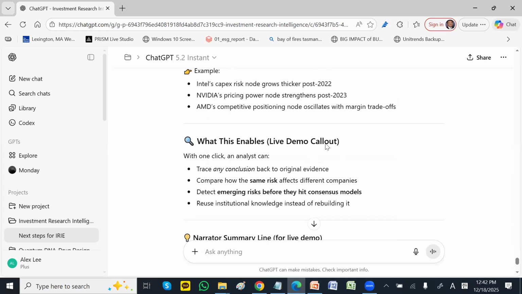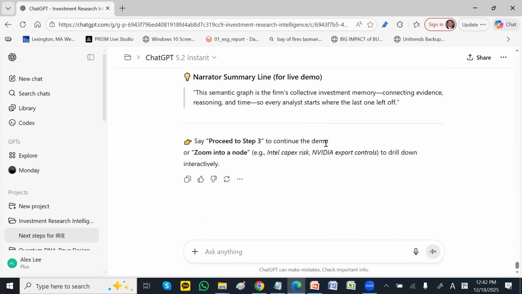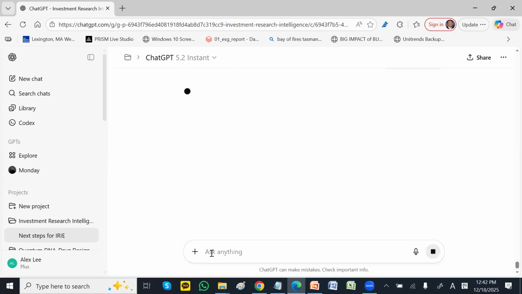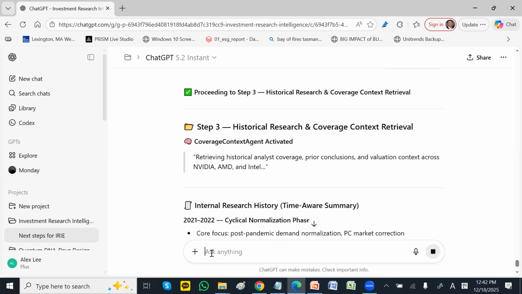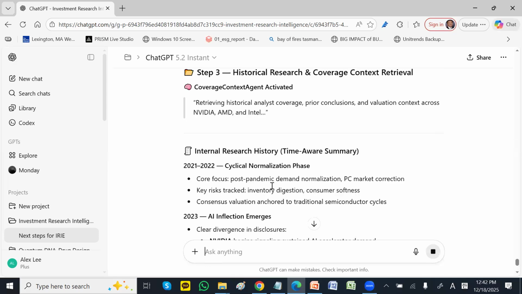And then you can see everything that's involved in their analysis, right? You can look at the reasoning process, and if your oversight finds something wrong, it then proceeds to step three. And it looks at the historical research, the corporate context retriever.